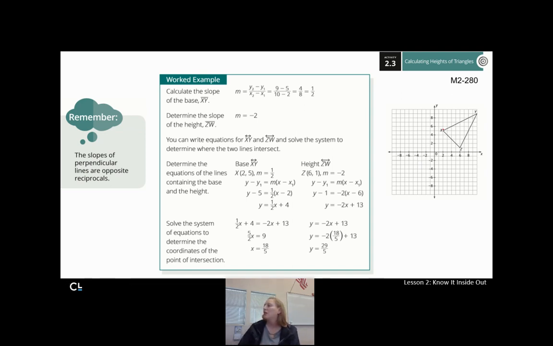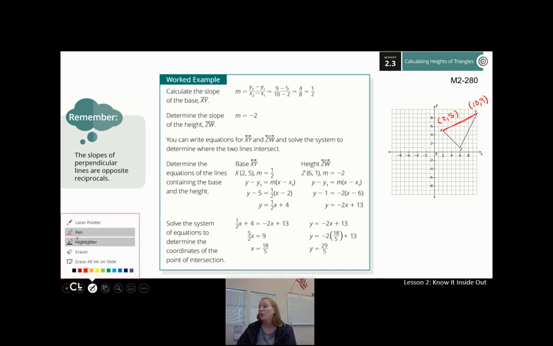So the first thing we did is we calculated the slope of XY, right? We said that X was at (2, 5). We said that Y was at (10, 9). And so they use the slope formula, subtract the Y's, subtract the X's. But you also could have used some of our tricks from earlier where we just counted. We counted our rise over run. It is sitting on a graph after all. So either way of doing that is fine.